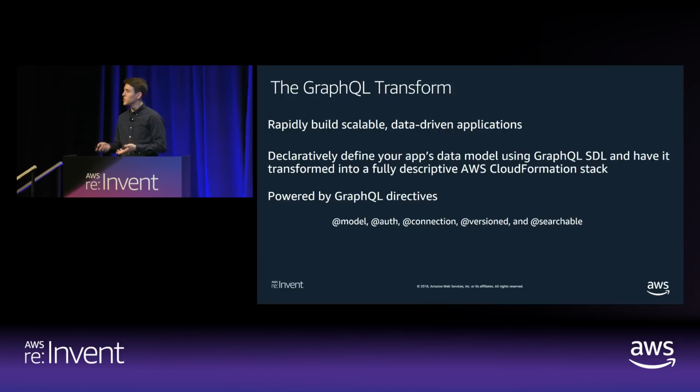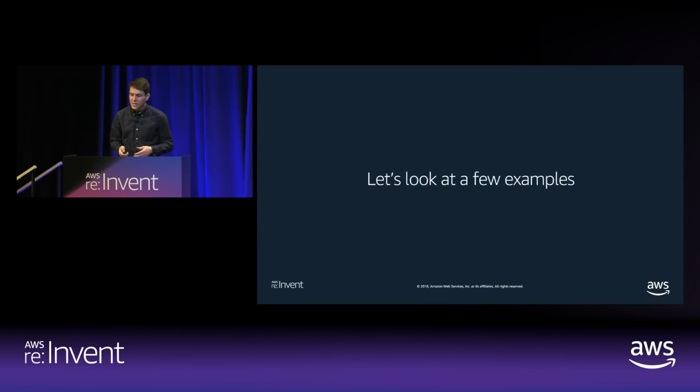So this project is open source. I'll show you it on GitHub. But what you do is you write things called transformers. A transformer defines a single directive. In this case, we have some that come baked in, but you can build your own, like @model, @auth, @connection, @version, and @searchable. And then those transformers manipulate a context in the tool chain that then, when you see those directives in an input document, it's going to transform it and spit out a CloudFormation document that implements that data model. So that was a lot of words. Let's look at a few examples.